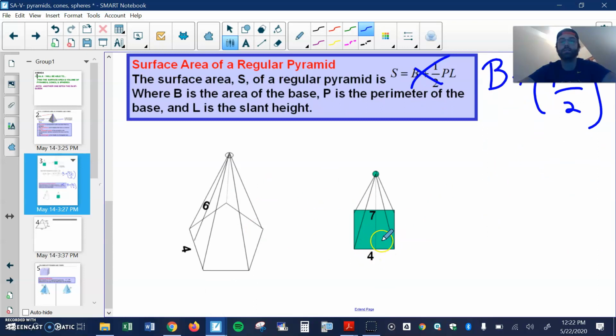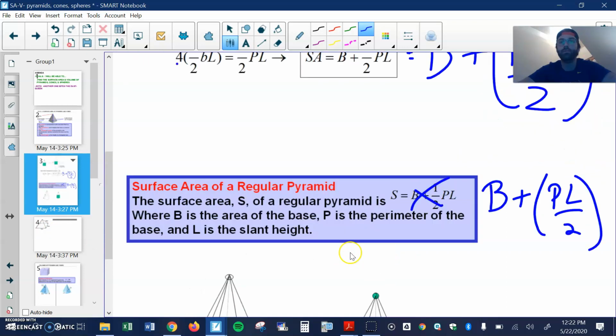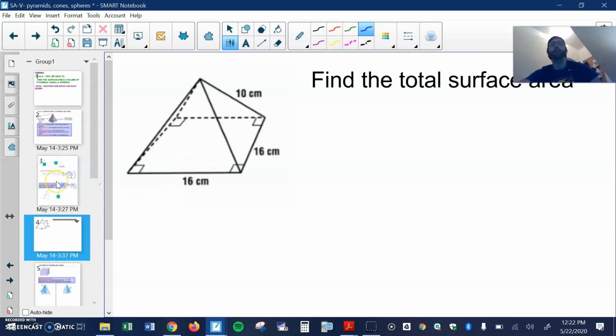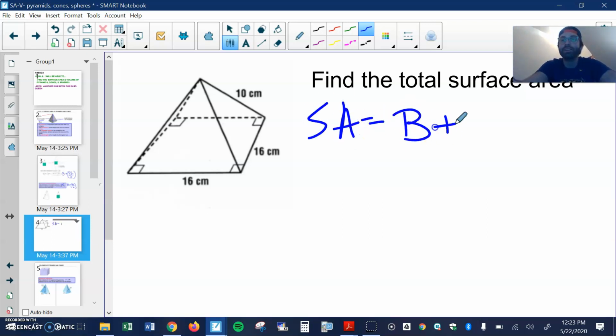So let's look at these two here. 7 is our slant height. I know it's hard to see. 4 would be this side here. I said let's look at those two. Let's not. Let's do this one. So the surface area of a pyramid is B plus PL over 2.